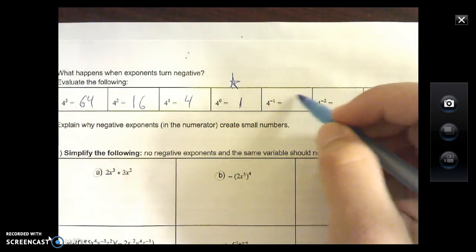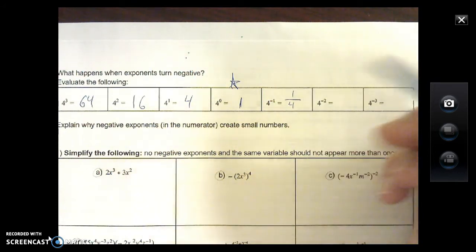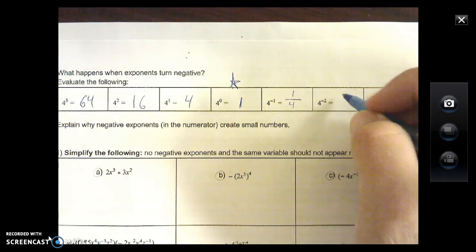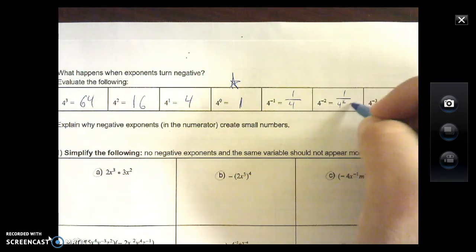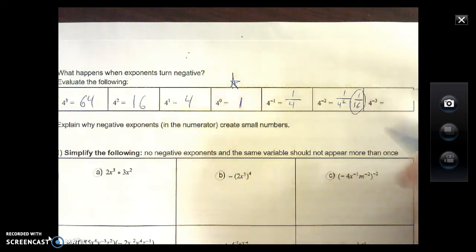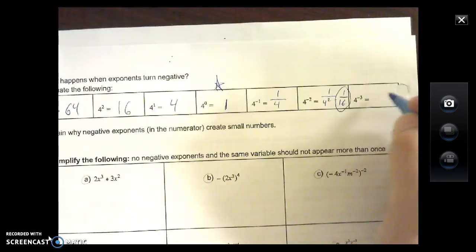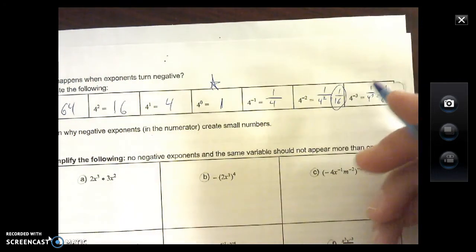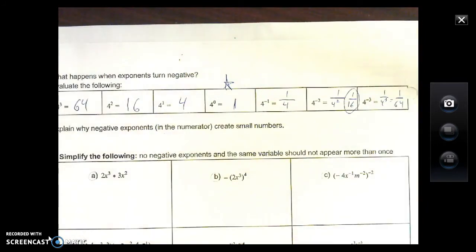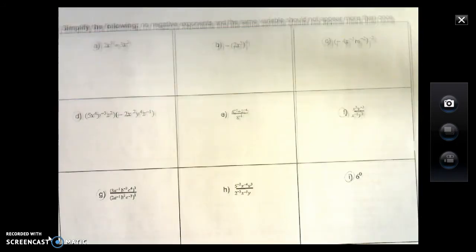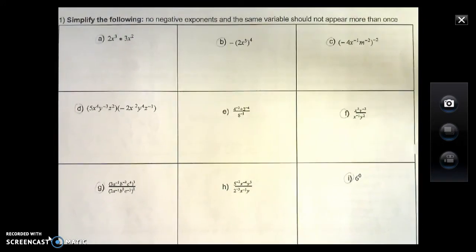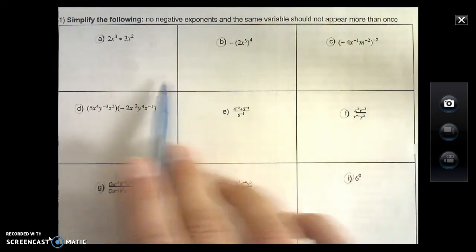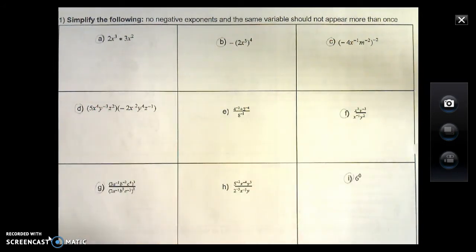4 to negative 1, if I flip it, I get 1 over 4 to the 1st. So it's 1/4. 4 to negative 2 is 1 over 4 squared, or 1 over 16. 4 to the negative 3rd is 1 over 4 to the 3rd, or 1 over 64. So negative exponents make it smaller and smaller as it goes down. Like the larger the denominator for a fraction, the smaller it gets. Okay, I have circled here a few problems. So we're going to try and do maybe the top 3 here, and then I'll probably end this video and we'll work on our next one.